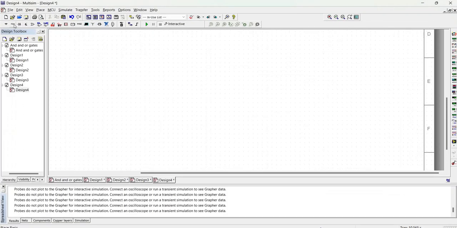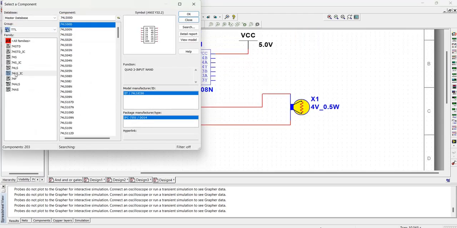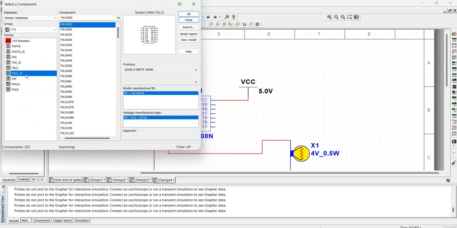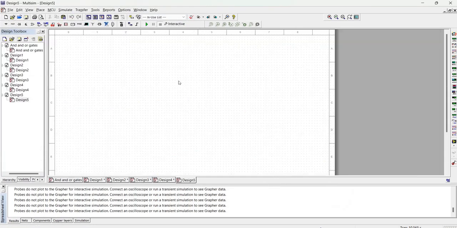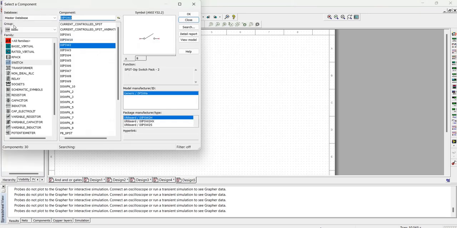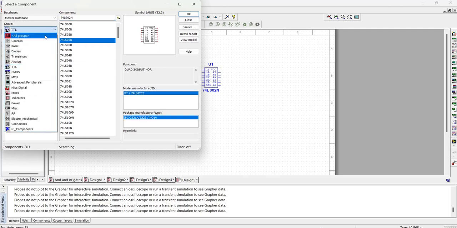So first of all, we go to the components and look for our ICs, the 74LS ICs, and we want the 74LS02, which is the NOR gate. So we import it. Let's first create a new or a blank window. So let's import the 74LS IC. We pick the 02. So that 02 is the NOR gate.